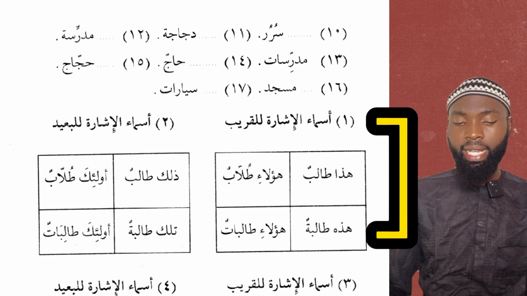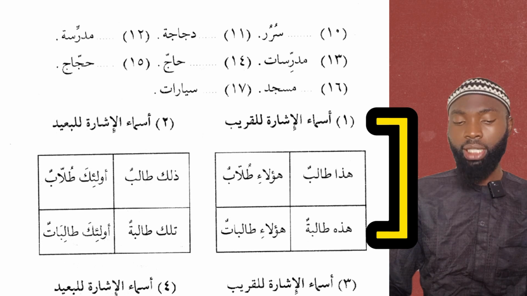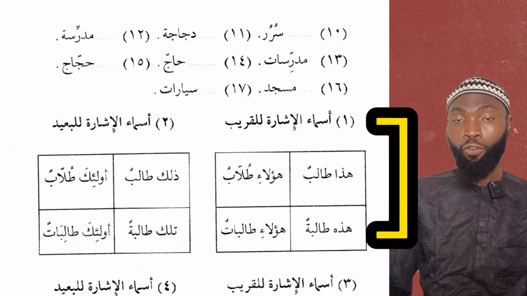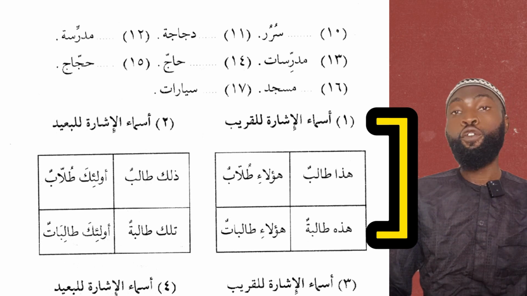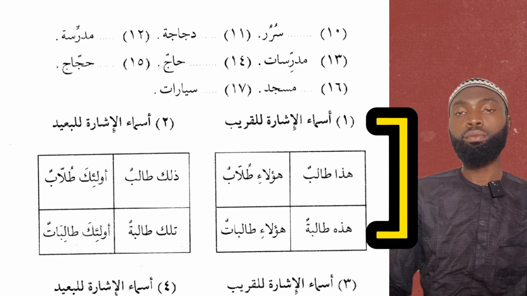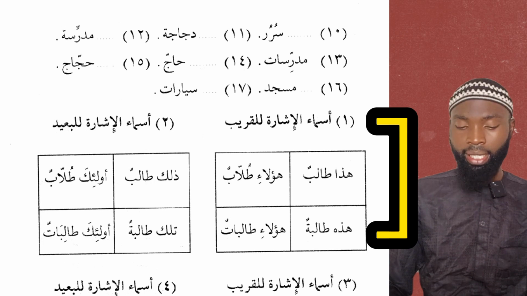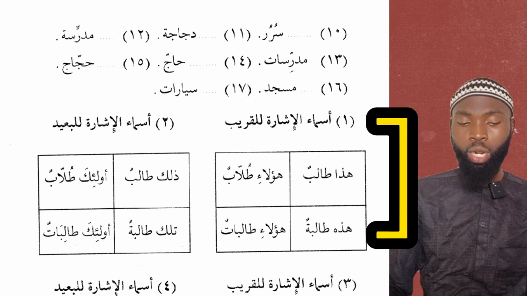Now we can see in this box here, the heading says "Asma'ul ishara lil qarib al-aqil". These are the proximal demonstrative pronouns, that is, pointing pronouns used for things or persons of close proximity, and these are for the rational nouns. What are they? Hadha. So you use hadha for a rational noun. That's why we have hadha talibun. When there are many, use ha'ula'i tullab. These are students. Hadhihi talibatun. When we have a female student, we say hadhihi. When we have plenty of female students, we use ha'ula'i.